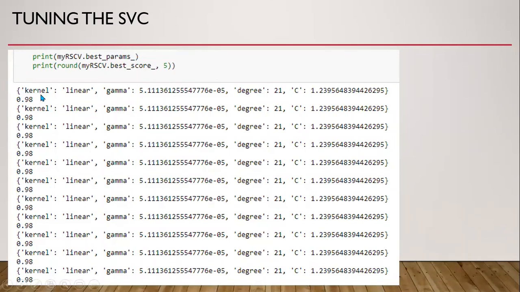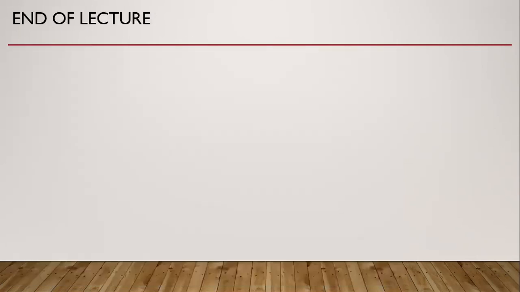The best parameters include the linear kernel with gamma of this, degree 21, and C value of this. So it is almost similar, as we can see. It will go up to 20 values because we have iterated it 20 times. So this is how we identify the best set of parameters, or we tune the hyperparameters of our machine learning algorithm. This is all for today. Thank you very much.